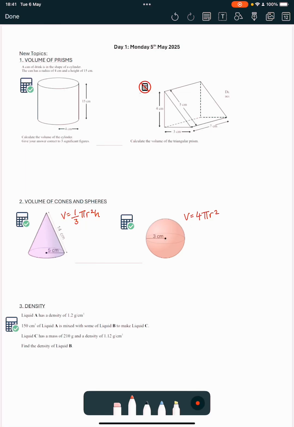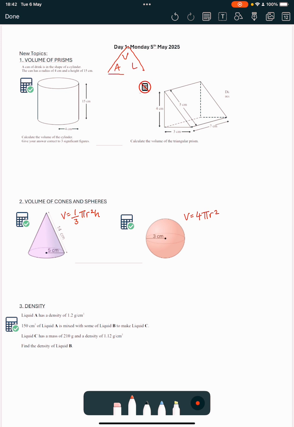Monday the 5th of May, and the new topics today are volume of prisms, volume of cone and spheres, and density. So volume. Now you're given a formula in your formula book for your exam, which says that the volume is the area of the cross section times by the length.